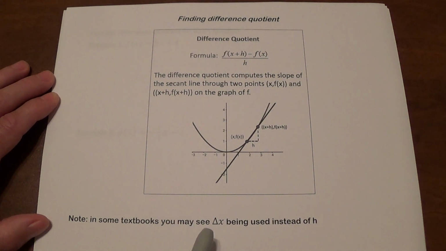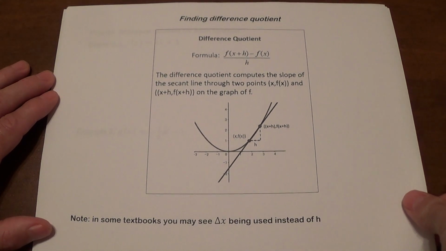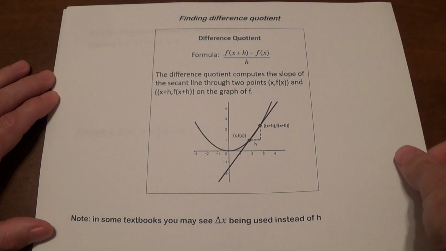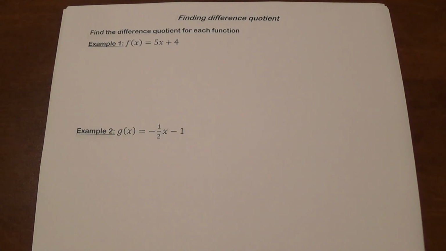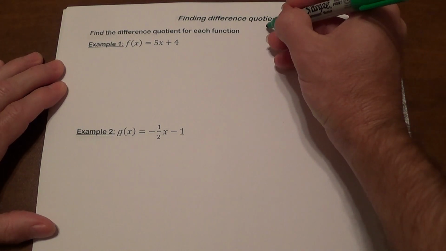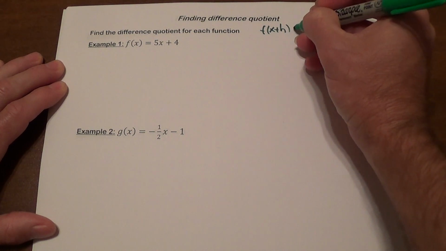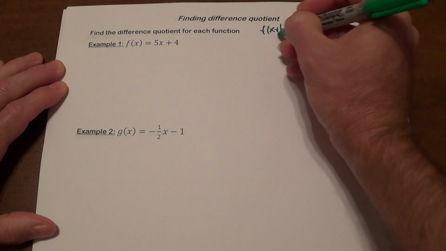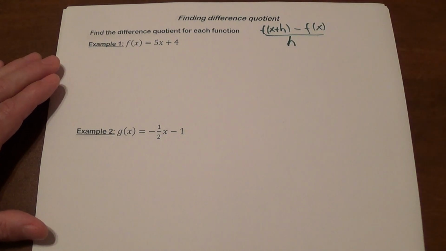Do want to note that in some textbooks you may see delta x being used instead of h. So it's not going to be anything different, it's the same exact formula. So here we go. Find the difference of this. So let me write the formula here one more time. f of x plus h minus f of x divided by h. This is the formula we're using.